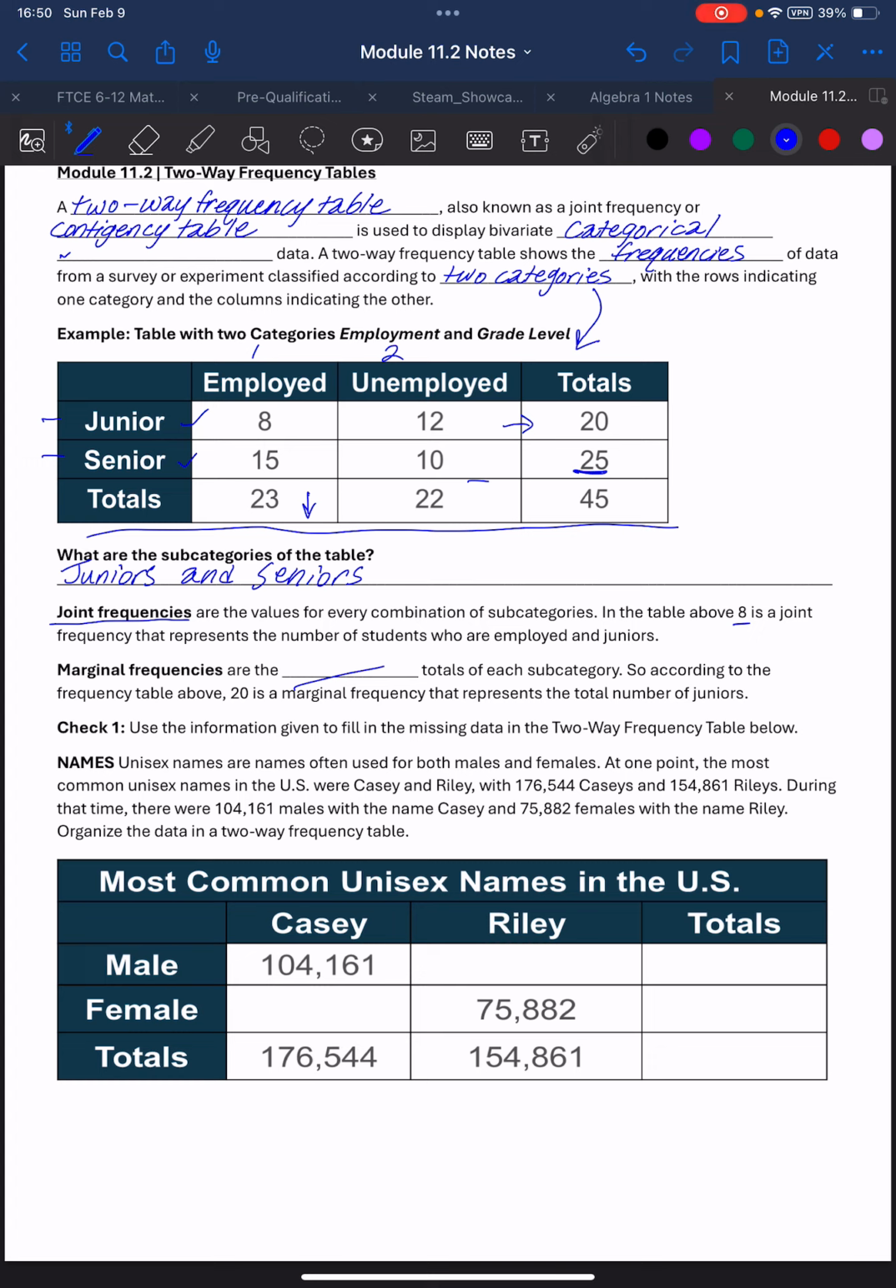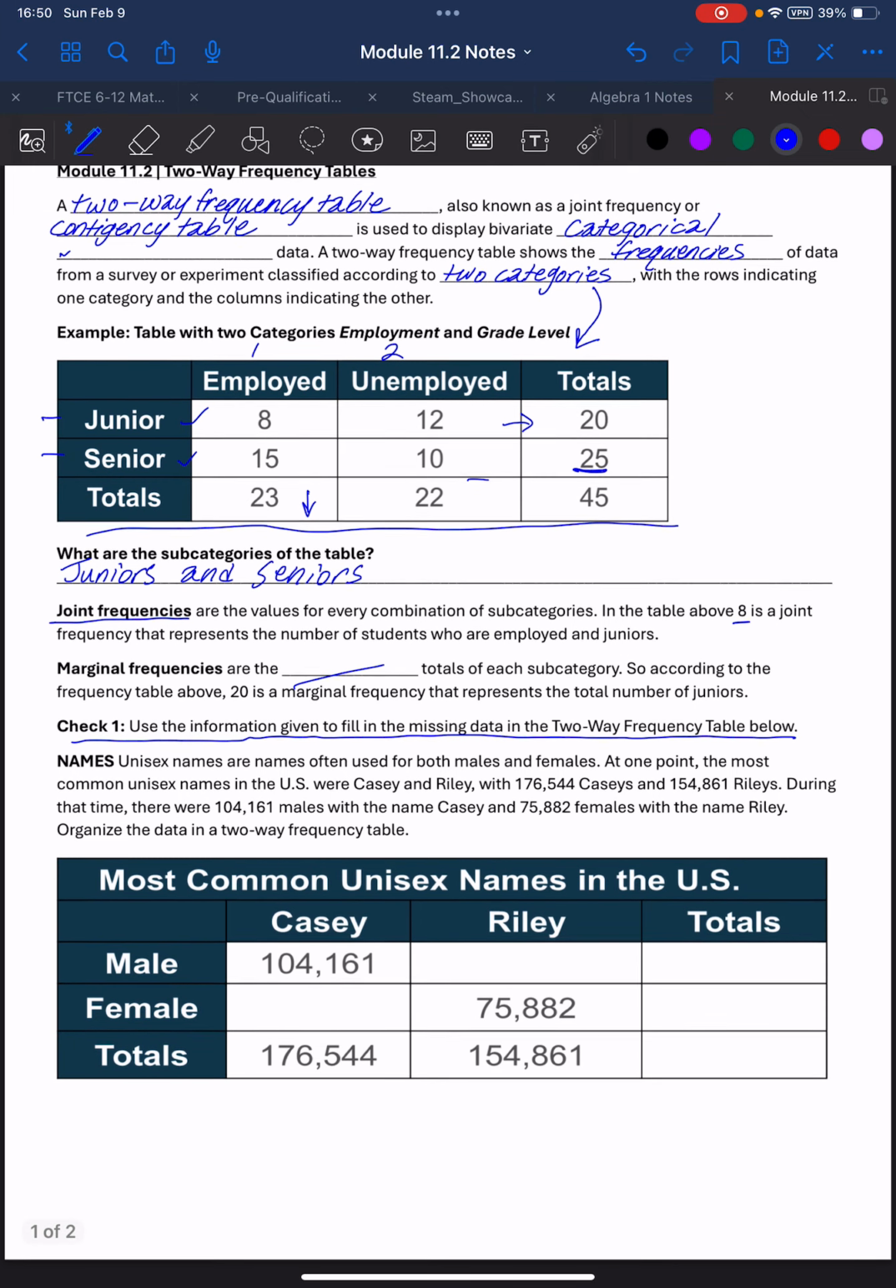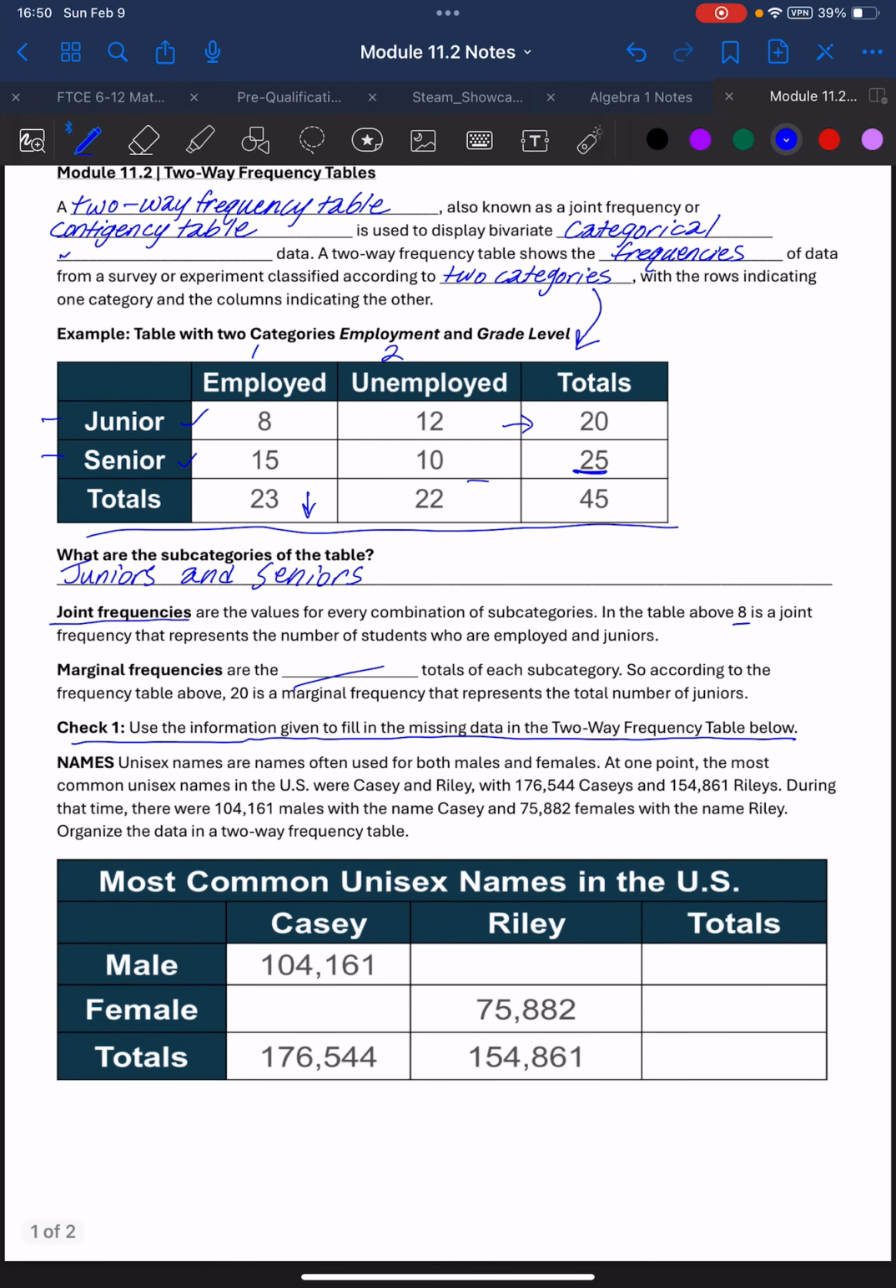Okay? All right, so check. It says use the information given to fill in the missing data in the two-way frequency table below. Okay? All right, so let's do that together.